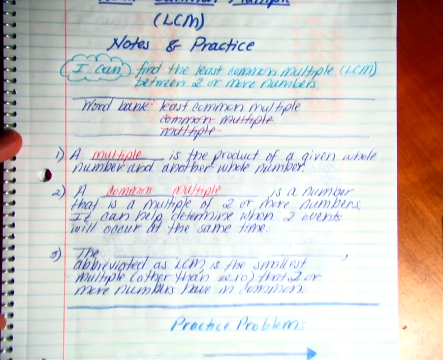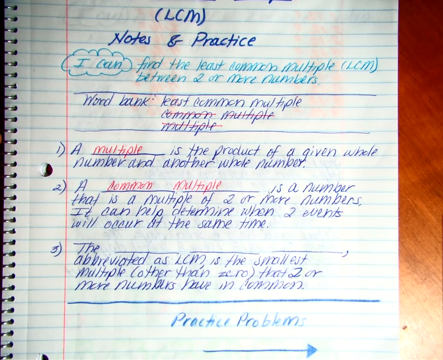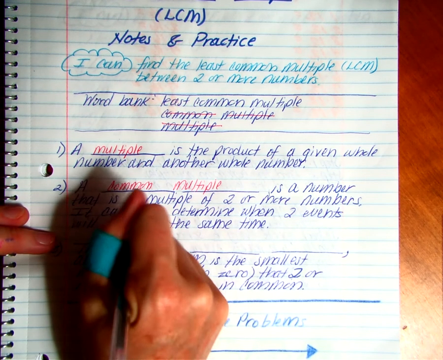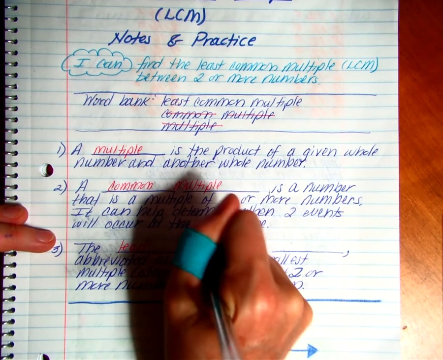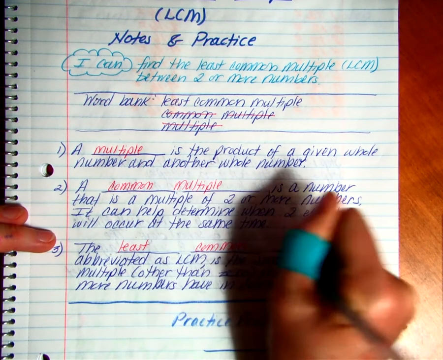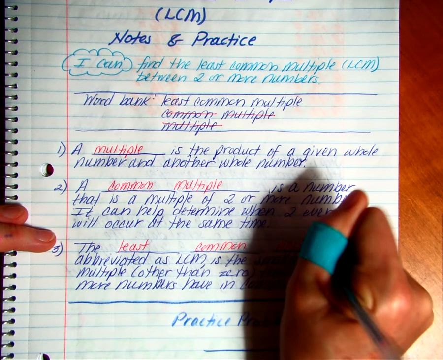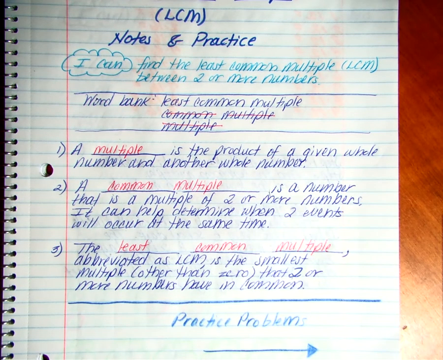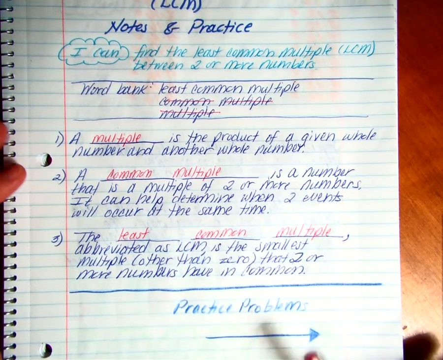And lastly, for this side, the blank blank blank, abbreviated as LCM, is the smallest multiple other than 0 that two or more numbers have in common. The least common multiple. You're doing great. The least common multiple, LCM, is the smallest multiple that two or more numbers have in common. Let's move on to practice problems.